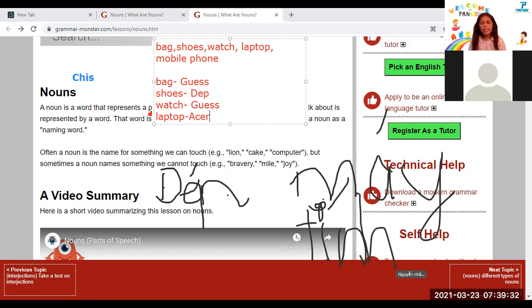My turn. You're using your computer. My turn. It's Vietnamese? Yeah. Oh, teacher doesn't know that.